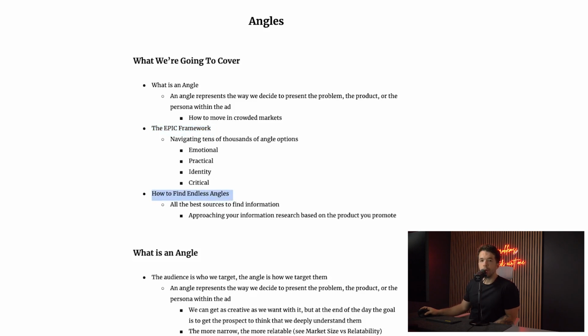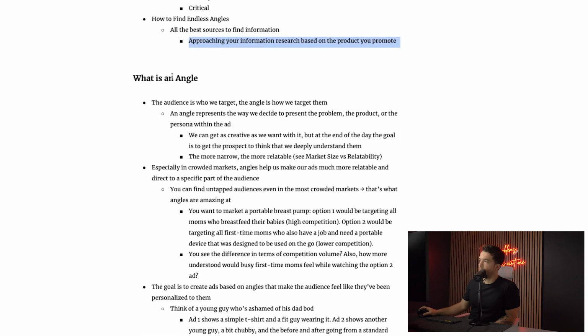Finally, we will be going through the information sources that we have at our disposal when we are looking for new angles. So how you can approach your information research based on the product you promote. This is going to be an interesting video, and most importantly, it's a very crucial one to understand how to build your own ads. So let's get started with the first chapter.